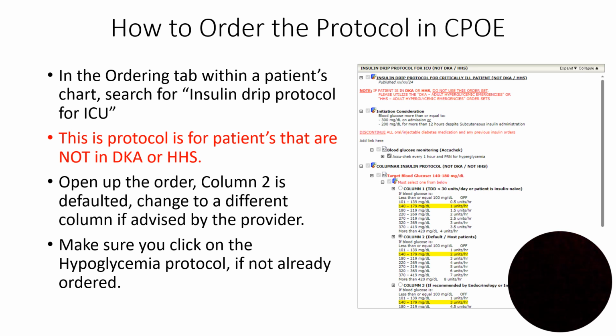How to order the protocol in CPOE. In the ordering tab, within a patient's chart, search for insulin drip protocol for ICU. This protocol is for patients that are not in DKA or HHS. Open the order. Column 2 is defaulted, so you may have to change to a different column if advised by the provider. Make sure you click on the hyperglycemia protocol if not already ordered.